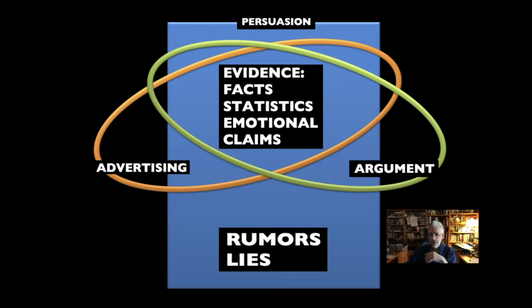So if I make an argument to you and I say, we should go on vacation to, well, I don't know, Bahrain this year because it's an amazing place to go. Here are the statistics. It's an amazing place to go is an emotional claim, and see how safe it is, statistics, and it's going to be cheap, facts, and so on.